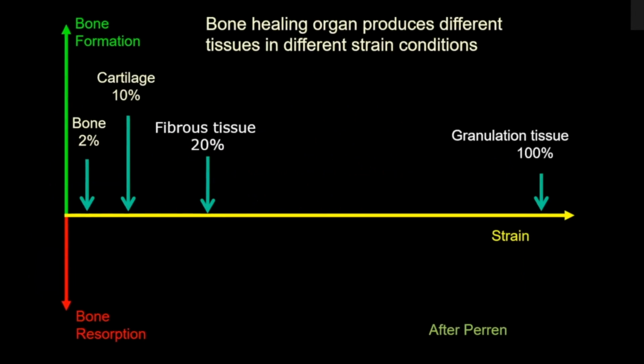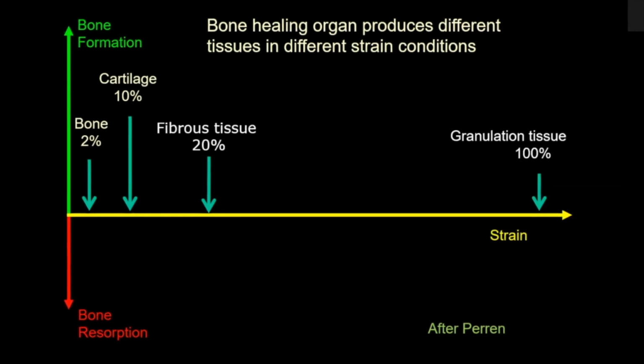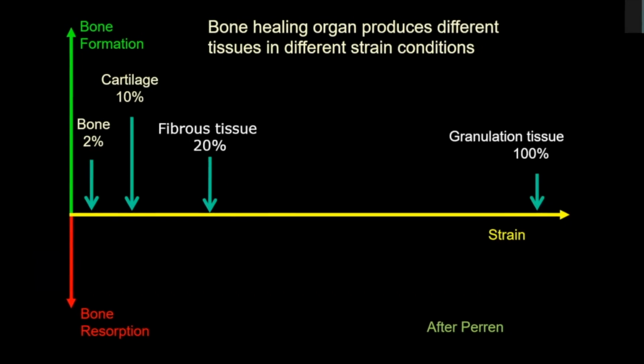The whole concept follows Stephan Perrin's understanding of how different tissues form with different degrees of strain. If you apply strain to tissue, granulation tissue will form at strains of 100%, a tissue lengthening by its own length, getting twice as long. As the strain goes down, different tissues can form.